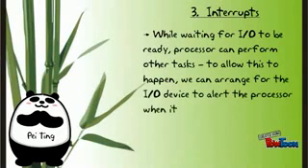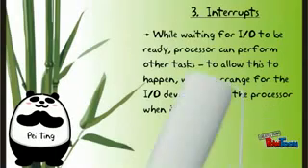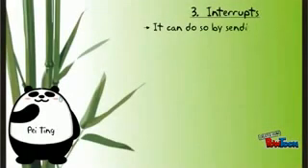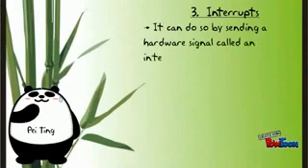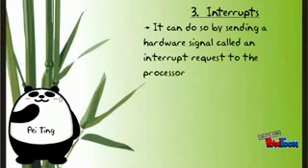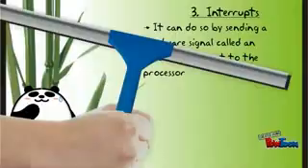We can arrange for the I/O device to alert the processor when it's ready. It can do so by sending a hardware signal called an interrupt request to the processor.